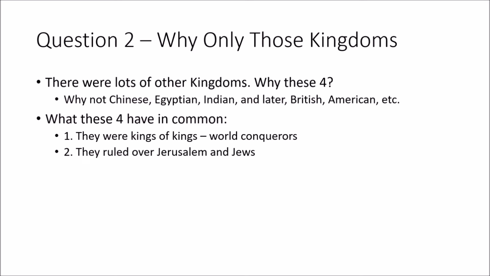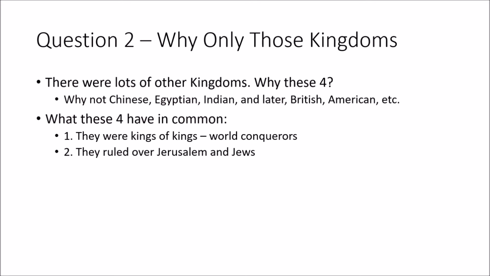At that time, there were Chinese, a large number of Chinese, Egyptians, Indians. There were lots of other peoples around. There are people in North America that are never mentioned. British, American empires came later on. All of those things. Why are none of those other kingdoms represented in this statue? Why is it only these particular four?